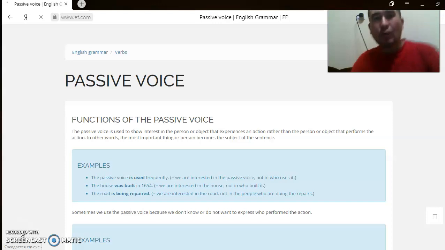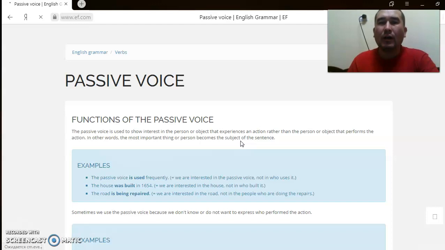So, what is the passive voice? Functions of the passive voice. The passive voice is used to show interest in the person or object that experiences an action rather than the person or object that performs the action. In other words, the most important thing or person becomes the subject of the sentence.